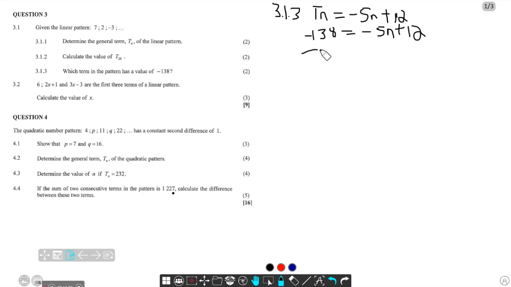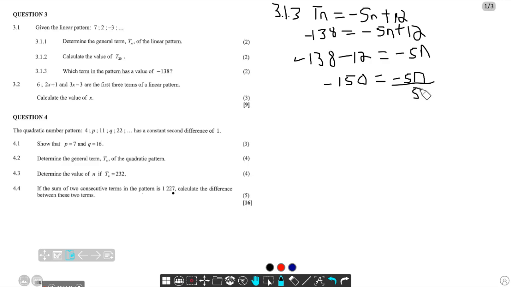We're going to transpose now. We're going to transpose our positive 12, so in this case it becomes negative. Then you can guess, what is the next step? We're going to solve for n. So the answer is going to be equal to negative 150. What are we going to do? Divide by 5.